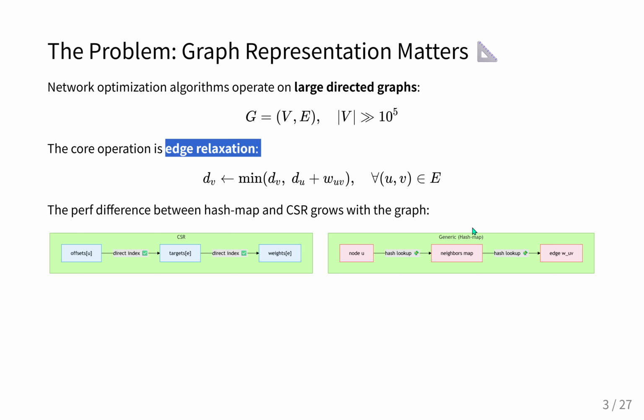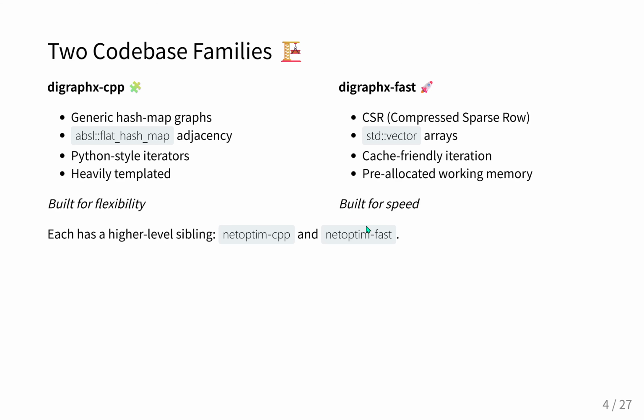Wow, millions of times. So to solve that problem, the presentation lays out two entirely different code-base families stepping into the arena. Contender number one is built for flexibility and rapid development. It's called DiGraphX CVP, and this is the approach most developers would naturally default to. It uses generic hash maps. Specifically, for those of you tracking the C++ details, it relies heavily on the flat hash map from Google's Abseil library. So it uses Python-style iterators. It's heavily templated. It is incredibly developer-friendly and adaptable to changing data.